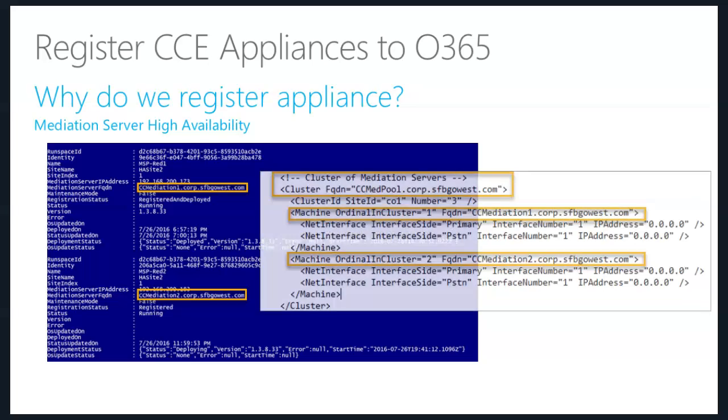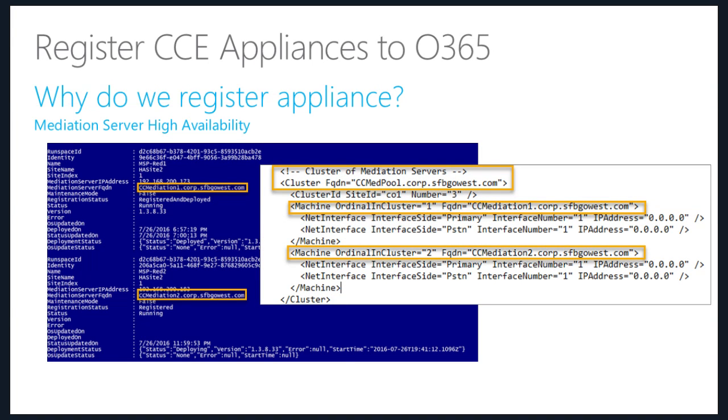And if you dig a little bit deeper into the topology file itself, you can actually see a representation of these mediation servers. Of course, it's a lot easier to just look at the output of the PowerShell command, and you can see, as we have highlighted there, I have CC Mediation 1 and CC Mediation 2. That's each of the respective mediation servers that are deployed across each of the Cloud Connector Edition appliances.